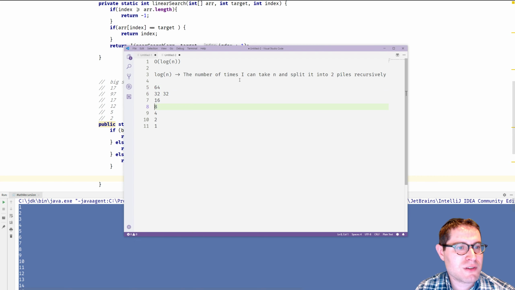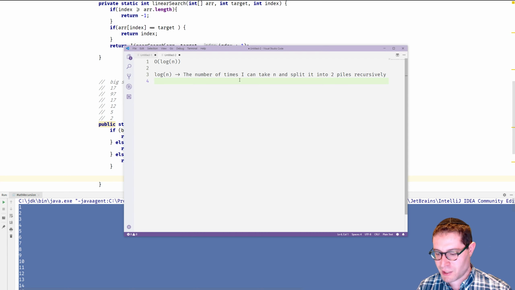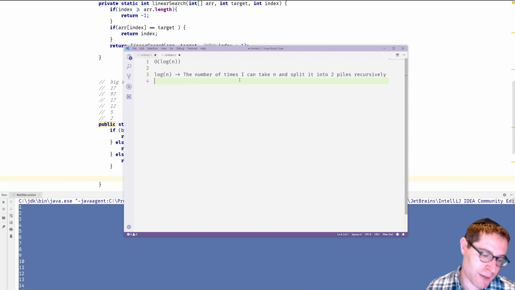So one split, then each of those 32 piles could be split into piles of 16, those 16s into piles of 8, those 8s into piles of 4, those 4s into piles of 2, those 2s into piles of 1s. And then you can't split the 1s anymore. So that's 6 splits. So log base 2 of 64 is 6. So what log base 2 means is the number of times I can split it in half.